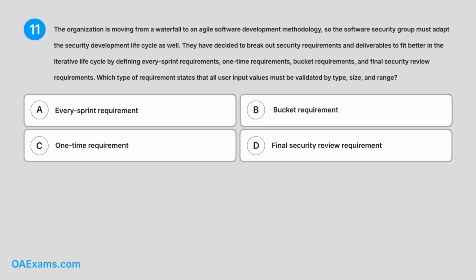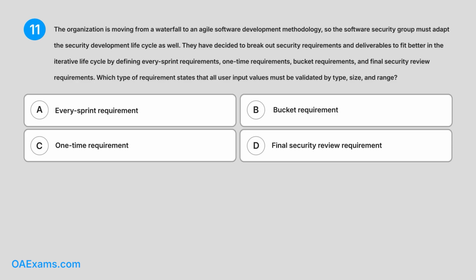11. The organization is moving from a waterfall to an agile software development methodology, so the software security group must adapt the security development lifecycle as well. They have decided to break out security requirements and deliverables to fit better in the iterative lifecycle by defining every sprint requirements, one-time requirements, bucket requirements, and final security review requirements. Which type of requirement states that all user input values must be validated by type, size, and range?